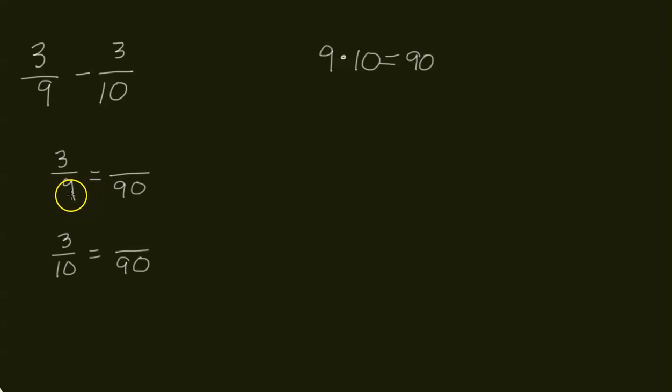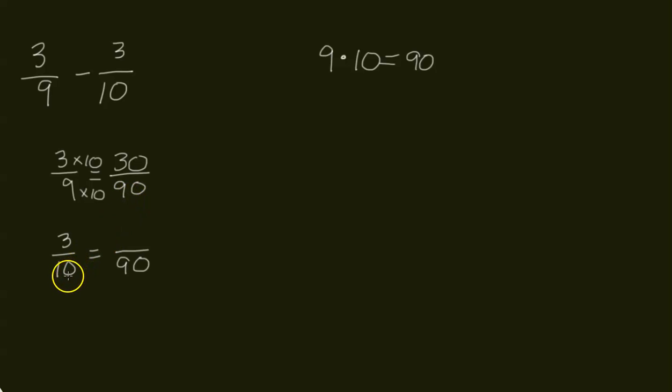Well, in order to go from 9 to 90, what do I need to multiply 9 by? I need to multiply 9 by 10, right? Now, whatever I do to the denominator, I must do to the numerator. So whatever I do to the bottom, I do to the top, okay? So if I multiplied 9 times 10 to get 90, then I need to multiply 3 times 10 to get what? 30. So now 3 over 9, an equivalent fraction, is 30 over 90.